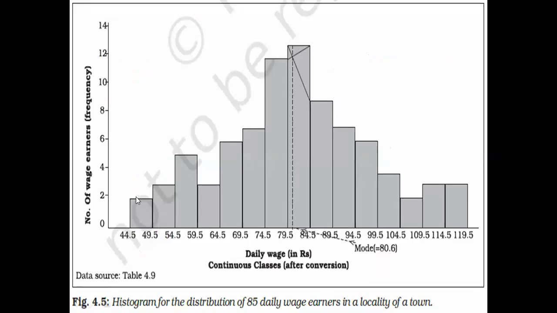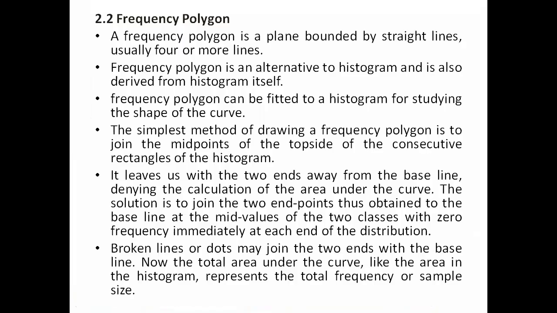So you can see here, two members, less than two members, 45 to 49. Then 50 to 54, here three members. Then five members, again less than three. So like that, we have the daily wages in rupees here, and the number of wage earners, that is the frequency. So it will be easy to understand with the help of the histogram.